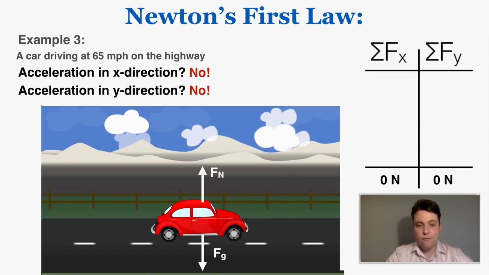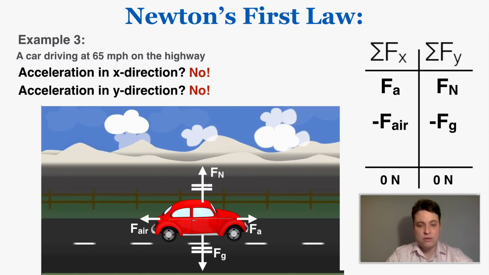We can also see that the forward applied force from the car's engine has to balance out whatever force is pushing back against it, which in this case would just be air resistance. So this is saying that to keep a car moving at 65 miles per hour, you don't have to apply some crazy force on it. You just have to balance out the air resistance.